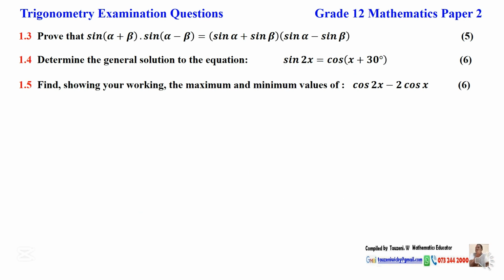Right, the last question, number 1.5. We want to determine the maximum value and the minimum value of cos 2x minus 2 cos x. Right, we need to simplify the expression first to its simplest form. And obviously, there are two terms here. So the only available option is to work with the double angle provided.